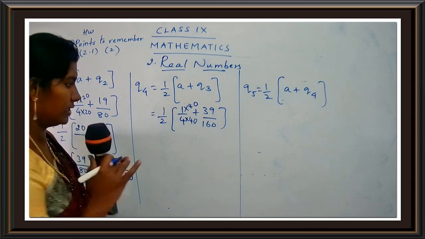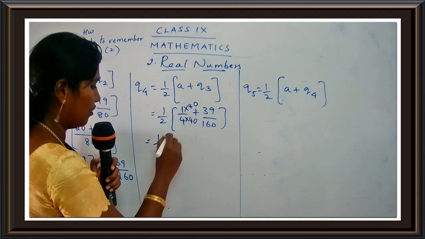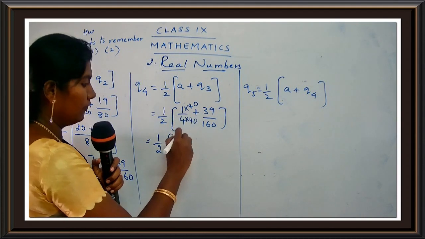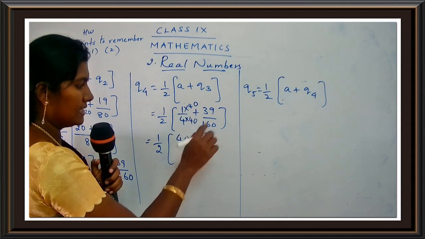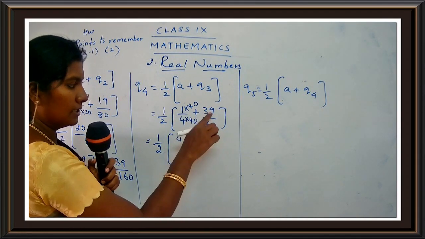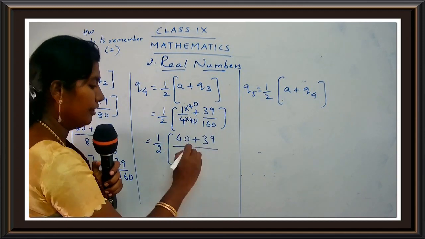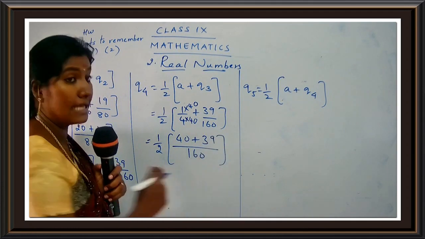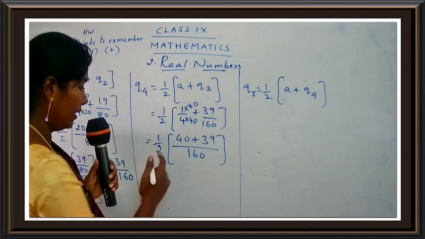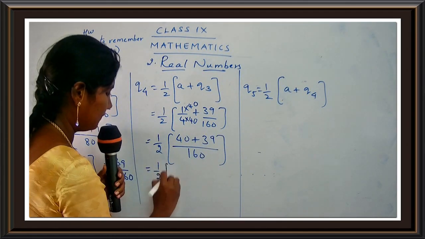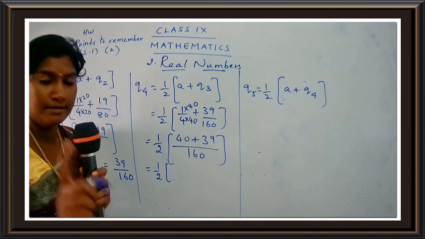Be careful children. Okay, so this is equal to half of 1 into 40, 40, plus is the main sign. What is the number here? 39. Okay, here we have 160. I am going to take the denominator as common. So half of 40 plus 39, 79.